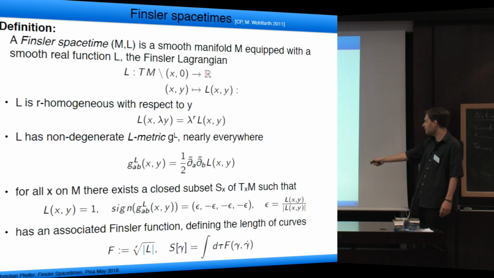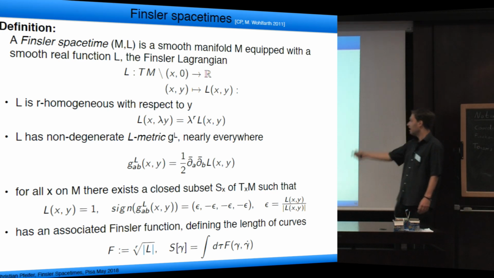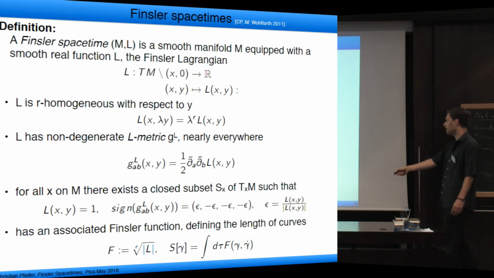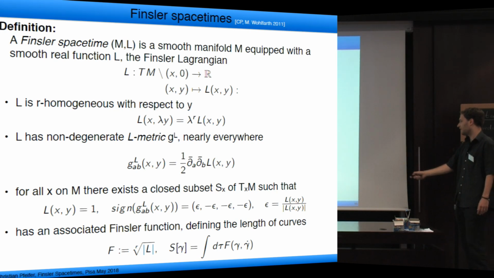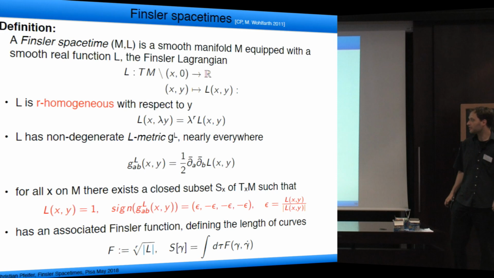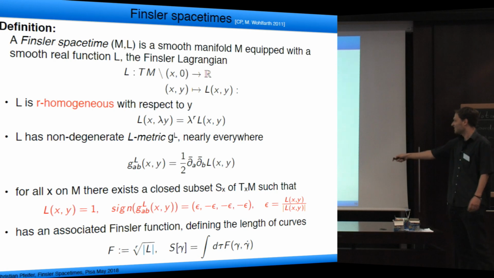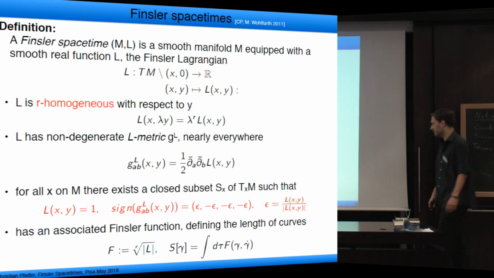And then we want that in every tangent space exists a closed subset Sx, where the Finsler Lagrangian is 1, the signature of the L metric is Lorentzian, and the sign of the Lorentzian metric in the signature of the metric is given by the sign of L. And then the Finsler function of such a space-time is a derived object and defines the length of curves. So the main difference between other definitions of Finsler spacetimes is that we have an R homogeneous Finsler Lagrangian from which we start, and that we have this rather not so straightforward condition here on the existence of a certain subset in the tangent spaces.